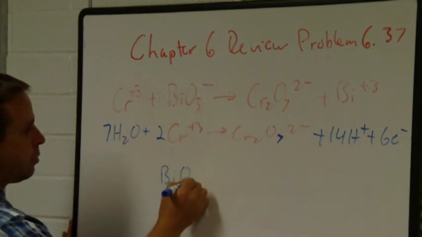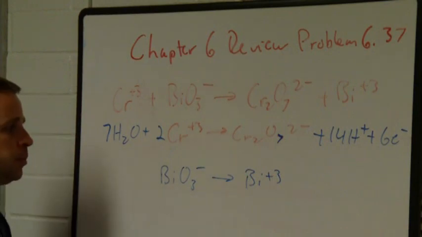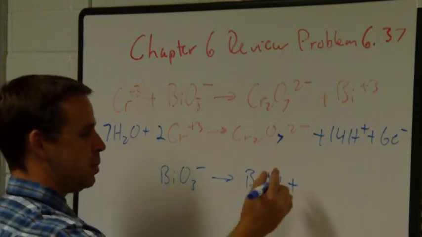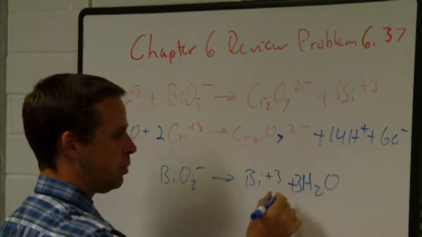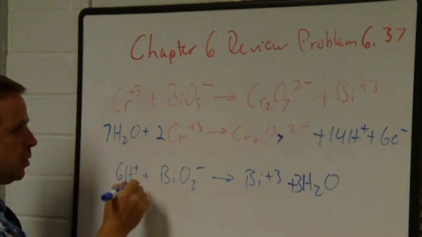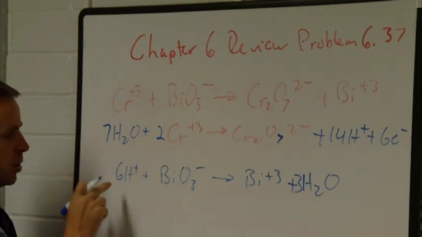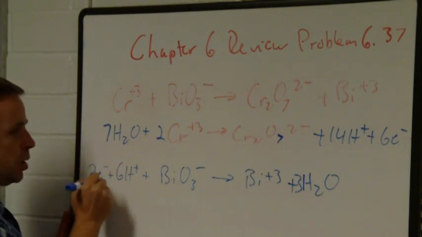Bi, the other half, Bi minus 3 going to Bi plus 3. Bismuths are balanced. We need 3 waters over here, H2O, 3 of them, to get 3 hydrogens. 6 H pluses over here on the left. The more positive side looks like this side. It looks like it's a 5 plus, so we're going to need 2 electrons there.